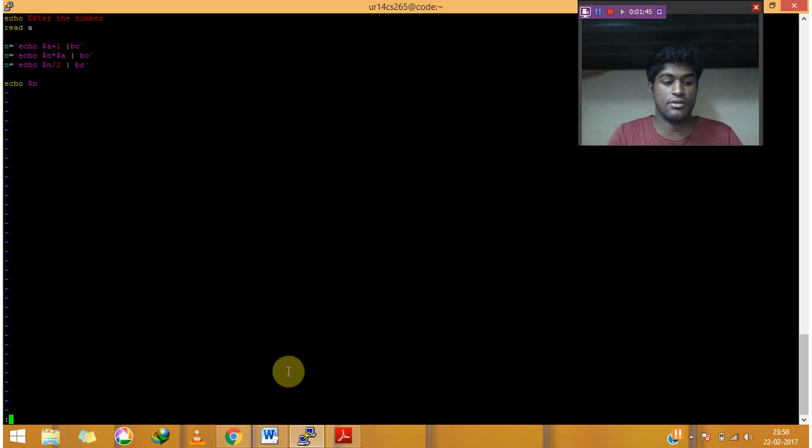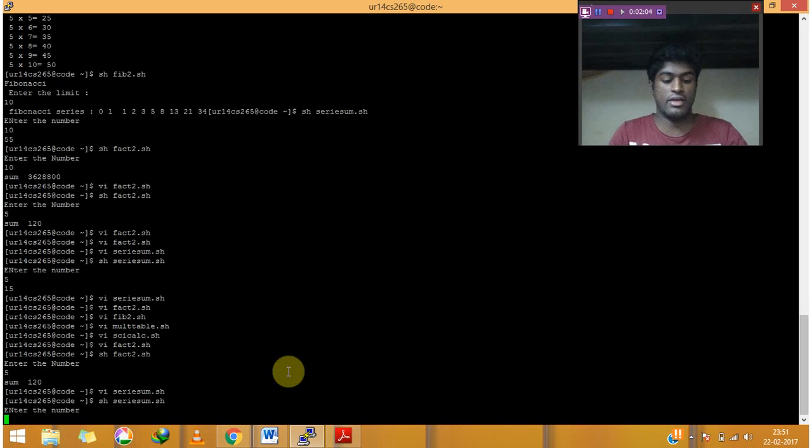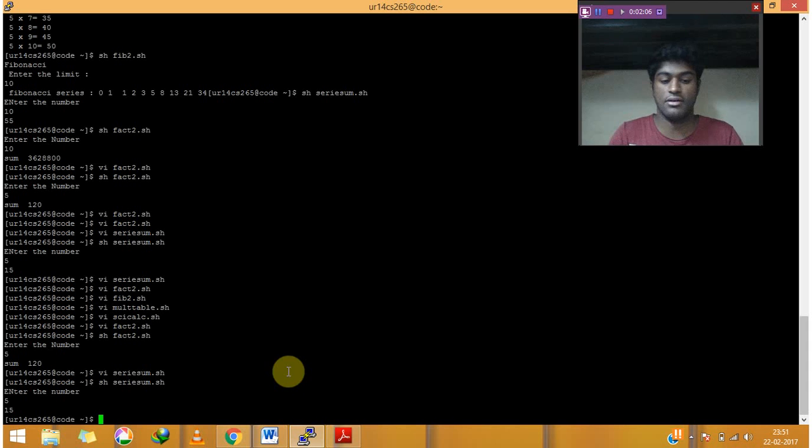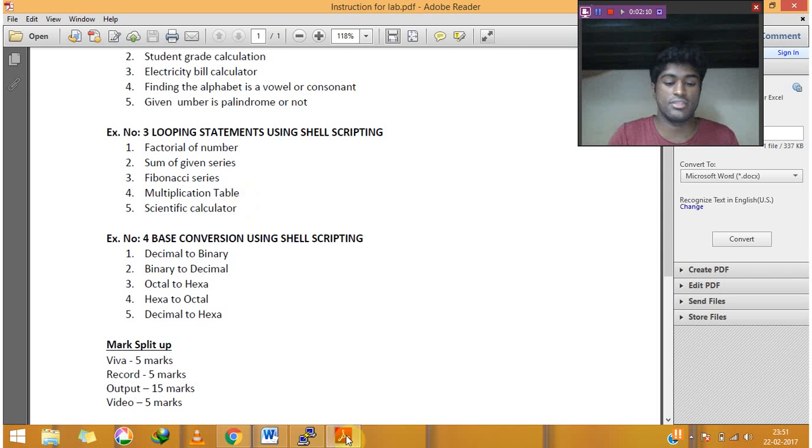Here, as you can see, I'm taking the value n and adding 1, then multiplying it with n, and dividing it by 2. So my output will be, suppose I enter 5, my output will be 15. So that's it. My next question is the Fibonacci series.